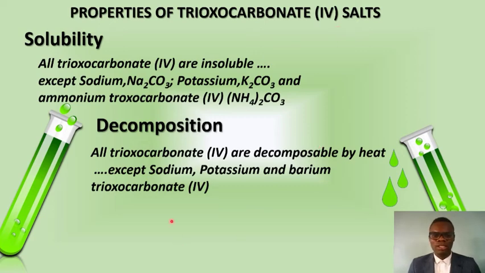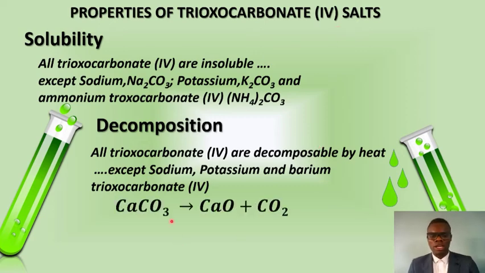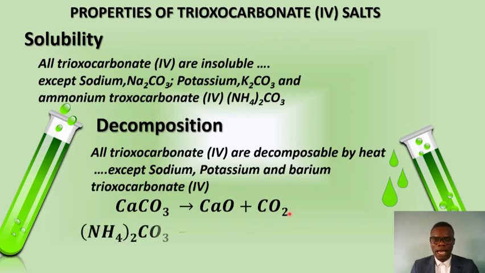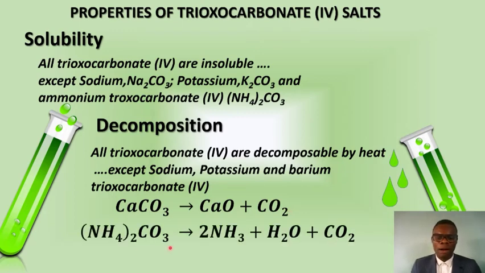And to show this, we have a chemical equation here. This is calcium trioxocarbonate 4. When it is subjected to heat, we produce calcium oxide, a basic oxide, and carbon 4 oxide. Another example would be when ammonium trioxocarbonate 4 is heated, it decomposes to produce ammonia, water, and carbon 4 oxide.